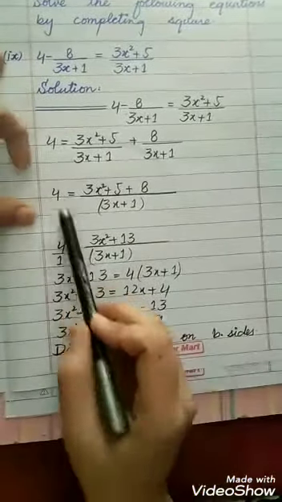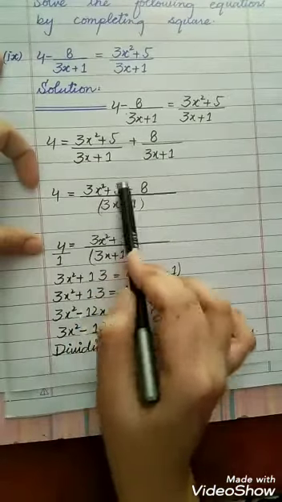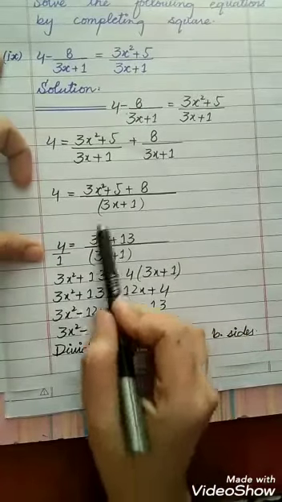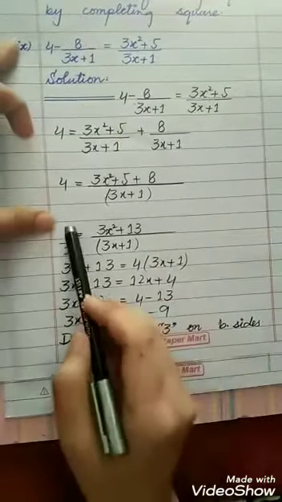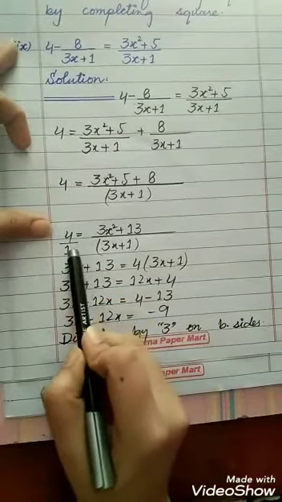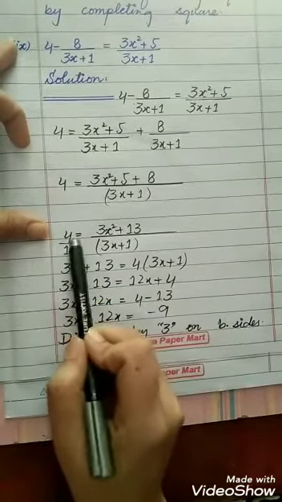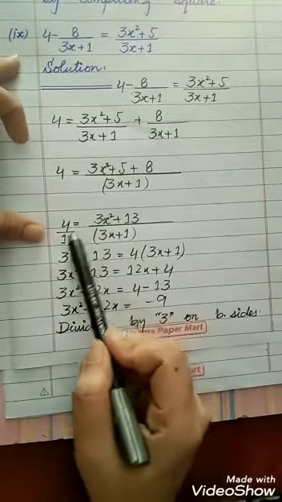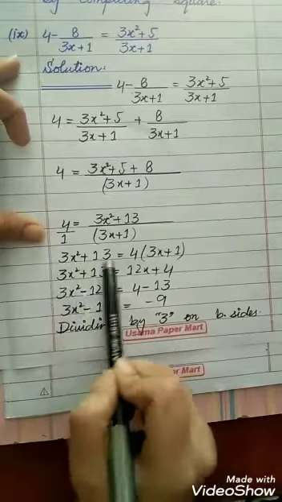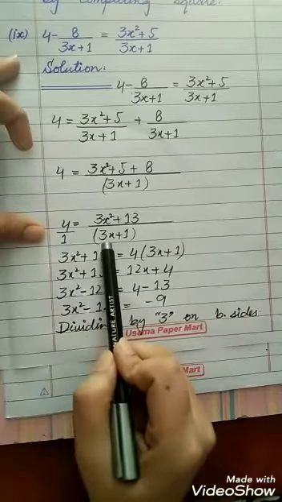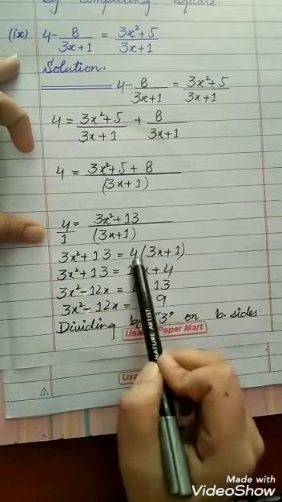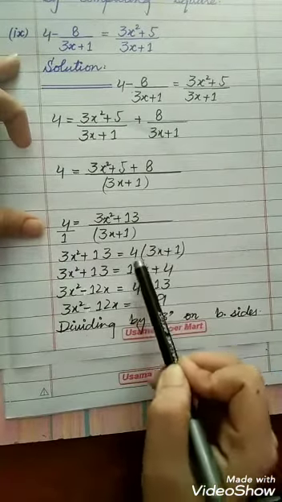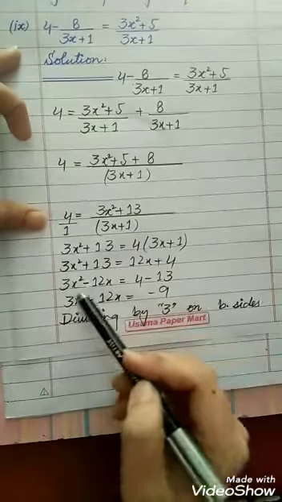After that, we have solved these. 5 plus 8 is 13 by 3x plus 1. We got this whole term, and 4 by 1 we make a fraction as well, because that was alone. Now we will cross multiply. After cross multiplying, this is multiplied with 1 and remains the same, 3x square plus 13, and it will be multiplied with the denominator, that is 4 into 3x plus 1. After opening the bracket, 4 times 3 is 12x, 4 times 1 is 4, 3x square.